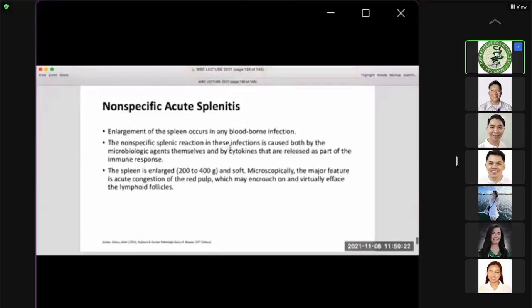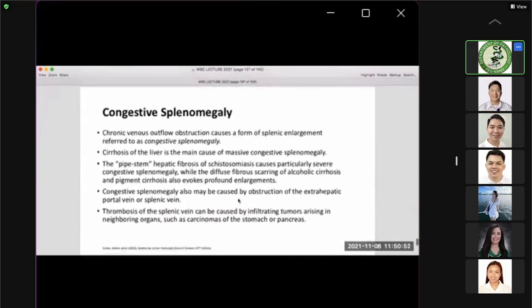So, non-specific acute splenitis. Enlargement of the spleen occurs in any blood-borne infection. Non-specific splenic reaction. This is caused both by microbiologic agents themselves and by cytokines that are released as part of the immune response. So the spleen is large, 200 to 400 grams, and soft. Microscopically, there is acute congestion of the red pulp that will encroach on and efface the lymphoid follicles.